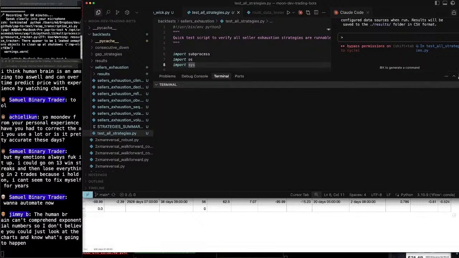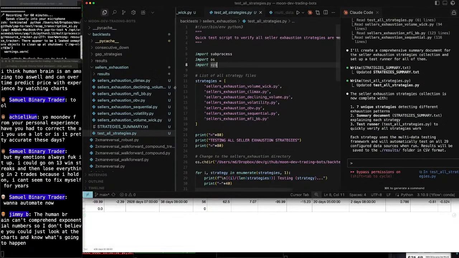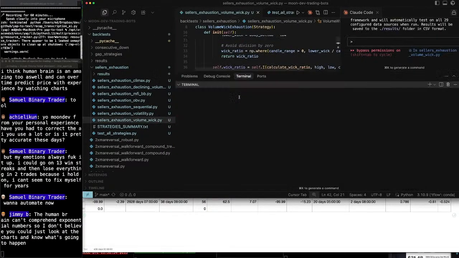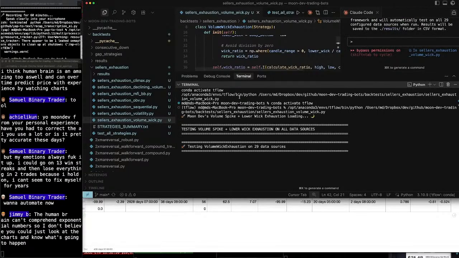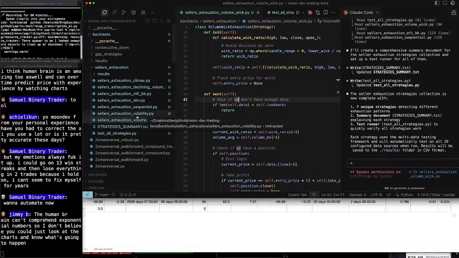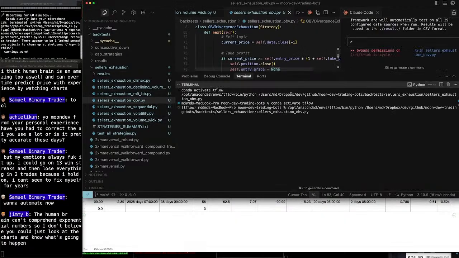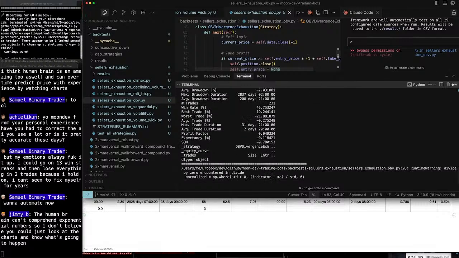Okay, let's go ahead and see if she did that. Seller's exhaustion, volume wick. I just want to see what it looks like here. Did she fix that bug? She fixed the bug that we had at the start. I was about to stop her. Don't stop her. She knows so much more than you. No swiping. That's crazy. And she made the test all strats file. Oh my God.